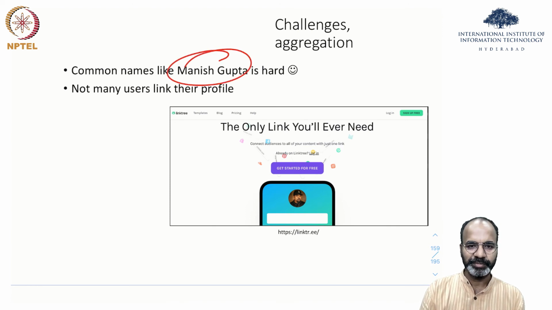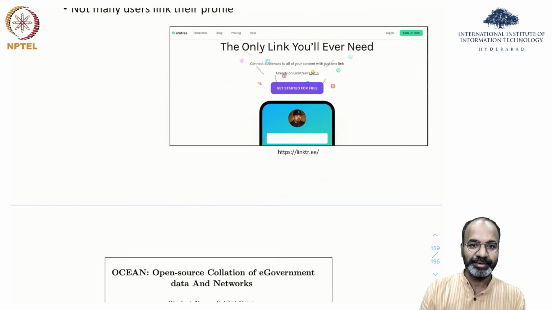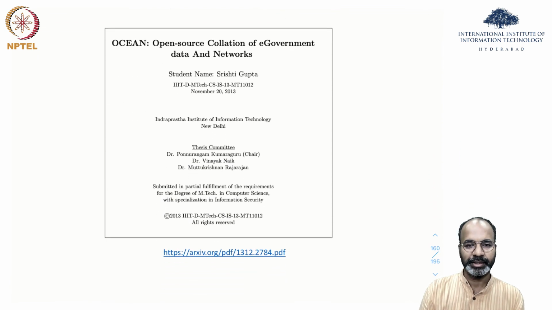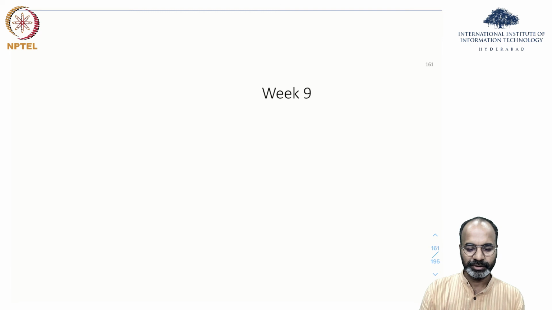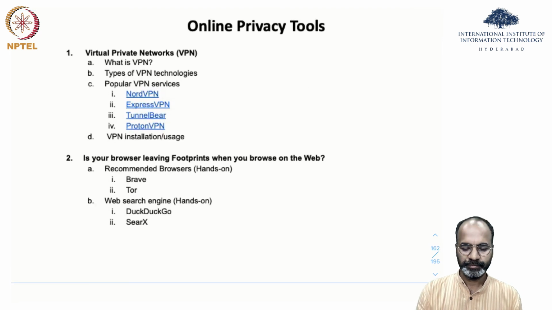Some of it is hard, because names like Manish Gupta are hard to put together to identify who the user is. But many people actually link their profiles through this Linktree kind of platform, which makes it easier to find out who the users are. Okay.